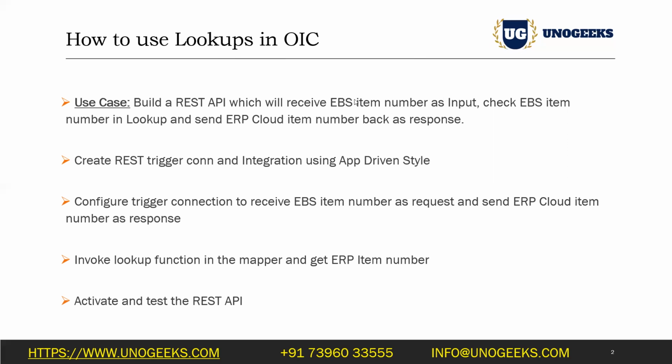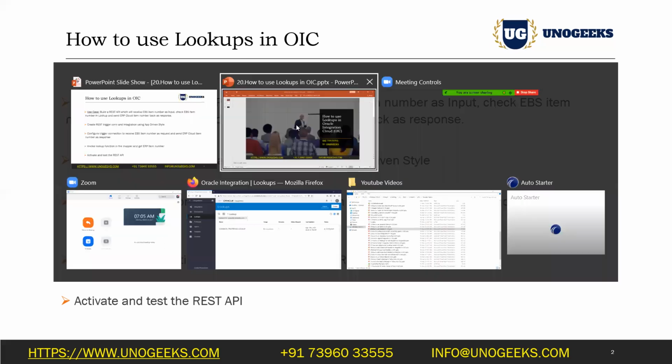So lookups can be used to store mappings between applications, like the item numbers in EBS and ERP cloud, or they can be used to store common properties such as from and to email IDs, directory names, file name patterns, or any use case. Okay, so let's go ahead and start with this REST API build. Before we build the REST API, let's configure the lookup first to capture the mapping between the EBS item number and the ERP cloud item number.